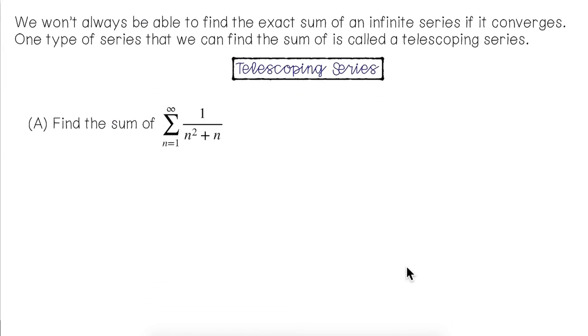So we're not always going to be able to find the exact sum of an infinite series if it converges. Most of the time, we'll only be able to say if it converges or diverges. But there's a couple types of series that we can find the actual sum of, and one of these is called a telescoping series, and you're going to see why we call it telescoping. So I'm telling you right now that this series is going to converge. So we're going to find the different terms of it. So we have 1 over n squared plus n as our sequence in there.